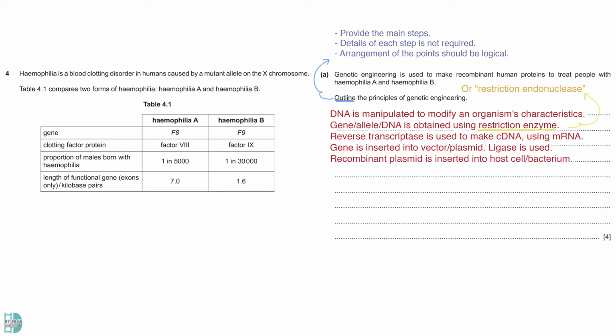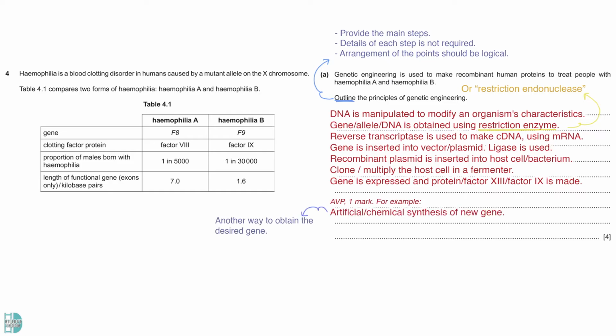The resulting recombinant plasmid is inserted into the host cell or bacterium. Then, clone or multiply the host cell in a fermenter. When the gene is expressed, factor IX is made. There is a mark for AVP. For example, artificial or chemical synthesis of a new gene to be inserted into the plasmid can be done.